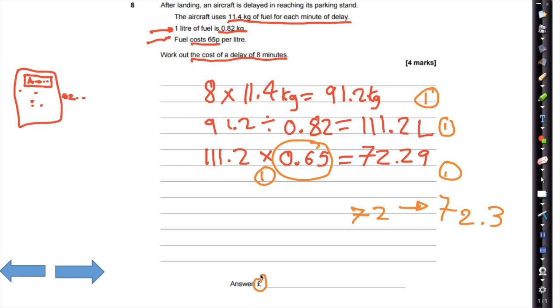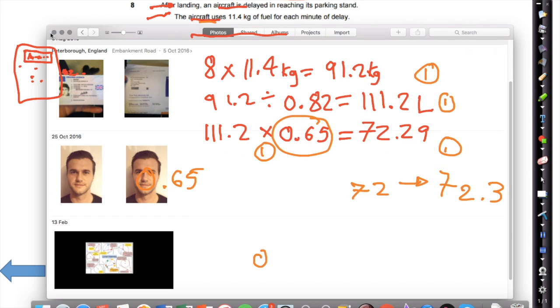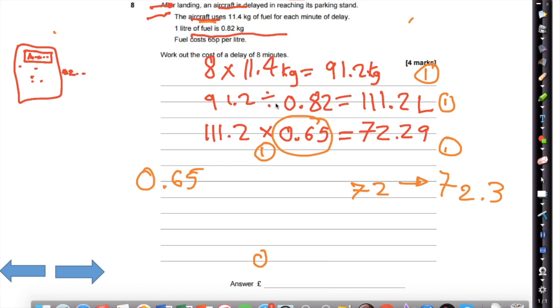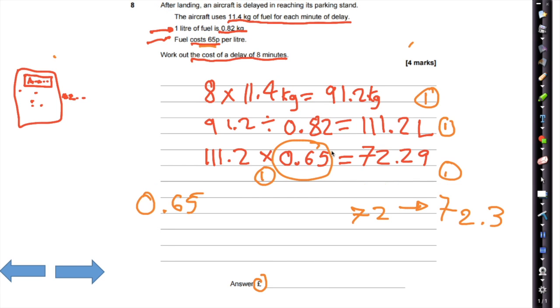Well, our answer is looking in pounds. It's given us 65 pence. So in terms of pounds, 65 pence would be 0.65 pounds. So that would mean that we would need to convert it into pence. So 0.65 is how many pounds 65 pence actually is. That's why we times by 0.65.